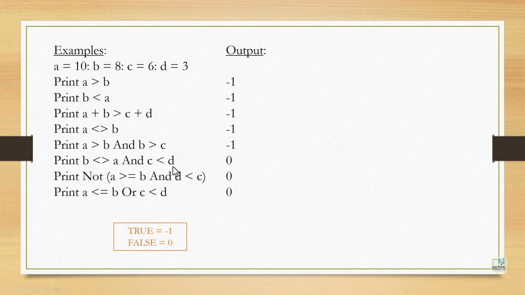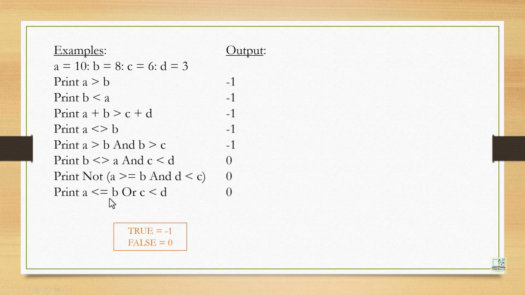B not equal to A means 8 not equal to 10, correct. And C less than D means 6 less than 3, false. So the first condition is true, the second is false, and that makes the entire thing false. So false is 0, like I said before. Then A greater than or equal to B and D less than C. A greater than or equal to B means 10 is greater than or equal to 8, true. And D less than C means 3 less than 6, again true. So true and true, the outcome will be true, but there is a logical NOT. Logical NOT inverts the condition, meaning true becomes false and false becomes true. Since both of my conditions inside the parentheses are true, the NOT of true will be false, and if you print that, it will be 0, because false is equal to 0 in QBASIC.